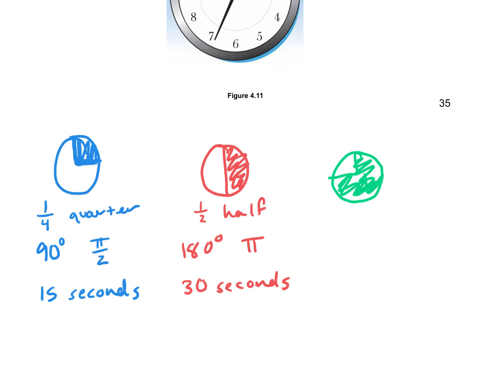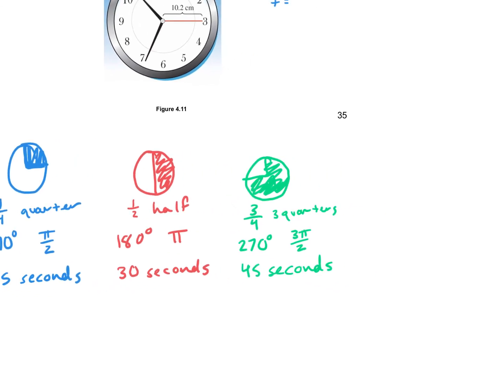Next, if I had 3/4, this would be 270 degrees, 3 pi over 2, and 45 seconds. And then lastly, if I had the full circle, this would be 360 degrees, 2 pi radians, and how many seconds? 60 seconds.